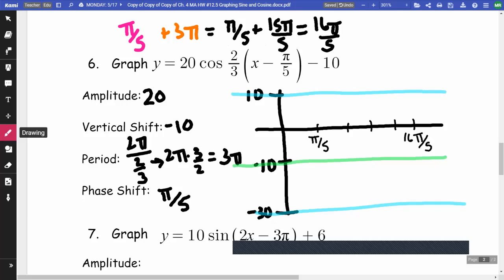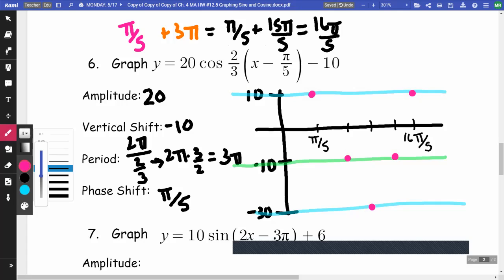So it is a cosine, which should start high to high or low to low. High to high in this case, so I'm going to go high to high. Halfway in between is going to be my low, and halfway between those are going to be my zeros. And there you go.